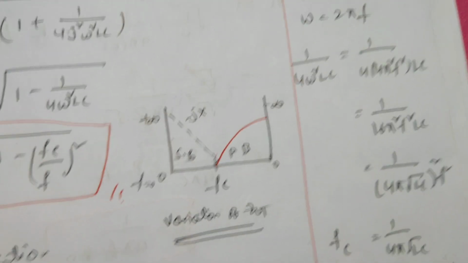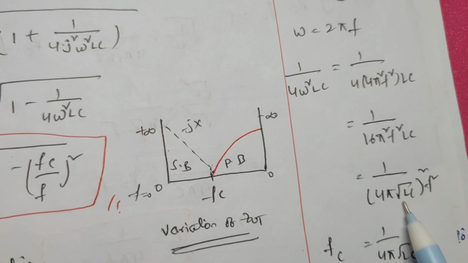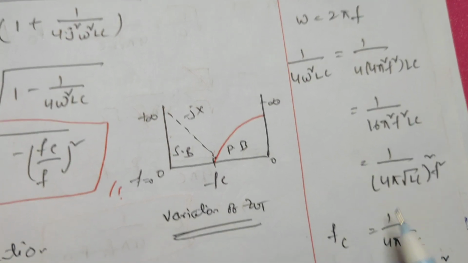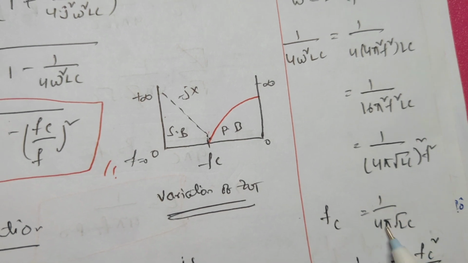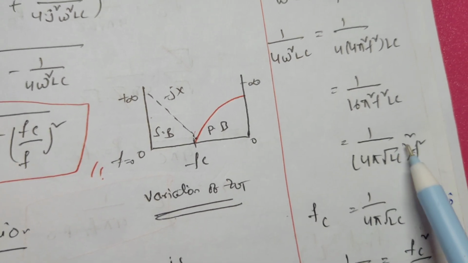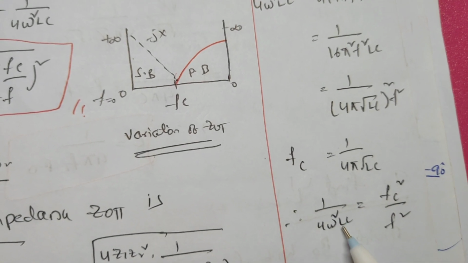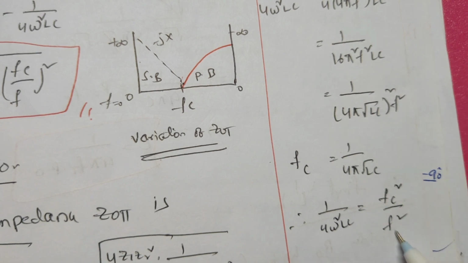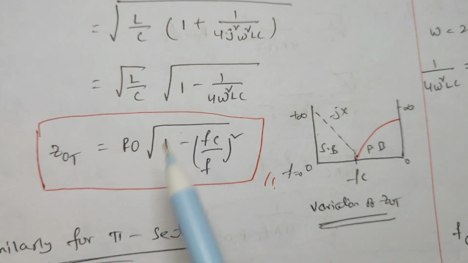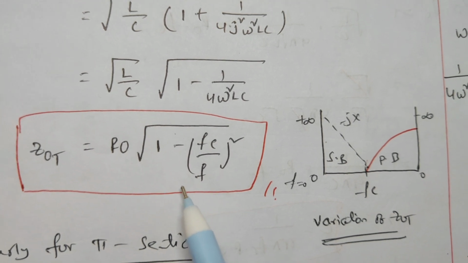So here I am writing these terms in terms of fc value whole square. Because we know fc is equal to 1 by 4 pi root LC, its whole square becomes fc square. So this entire term, 1 by 4 omega square LC, is nothing but fc square by f square. Okay, simply substitute that value here. So this is the overall characteristic impedance of a high pass filter.